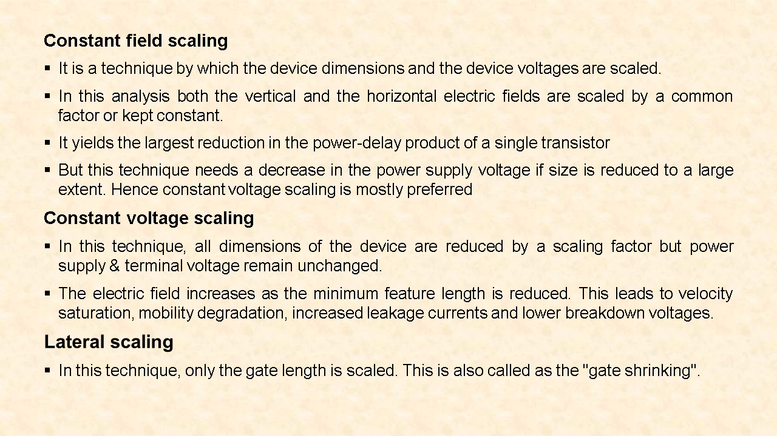Next, constant voltage scaling. In this, all the dimensions of the device are reduced by a scaling factor, but the supply and terminal voltage remain unchanged. Here, the electric field increases as the minimum feature length is reduced. But this leads to velocity saturation, mobility degradation, increased leakage current and lower breakdown voltages.